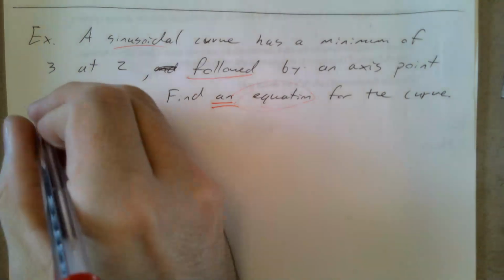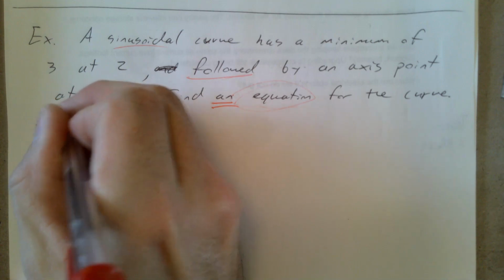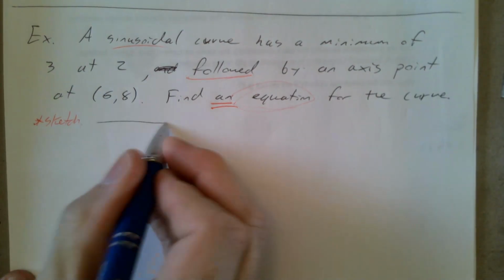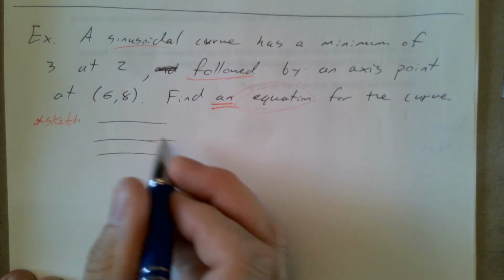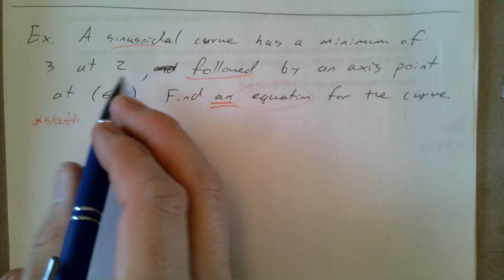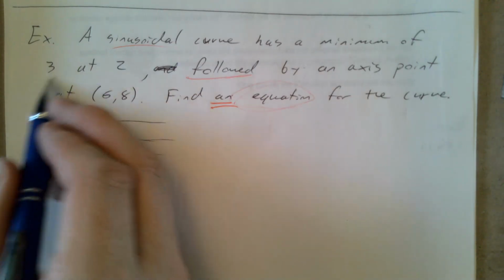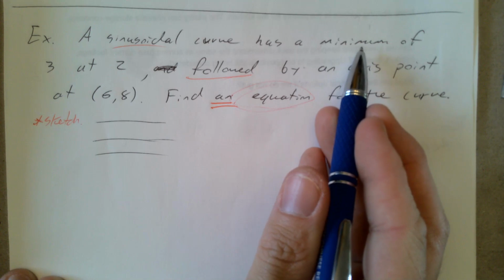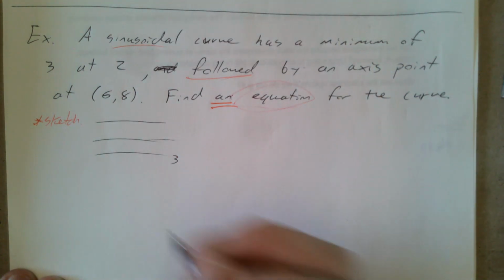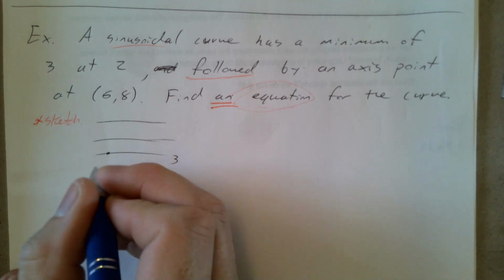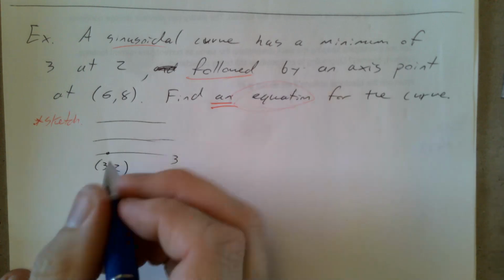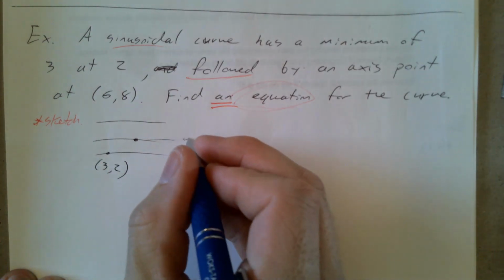Let's use our most reliable strategy of drawing a sketch. I think that's just going to help me visualize here. Now, I was not asked to sketch, so maybe I don't need to spend as much time with curvature. Look at this frame. That's not equidistant. That's okay. I have a minimum of 3. That is the output. Minimums are not points, they're values. My minimum height is 3 here. That happens at 2. You could label the point 3, 2 if you like. Then it says followed by an axis point at 6, 8.